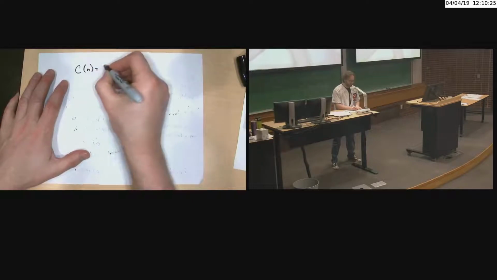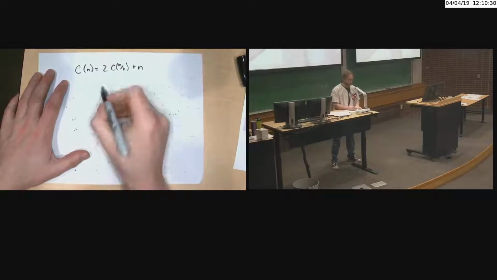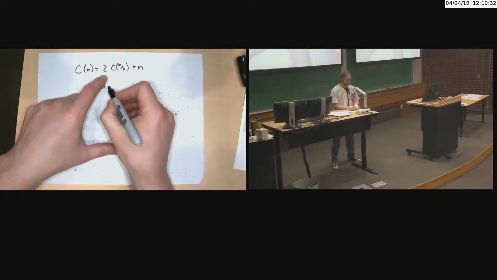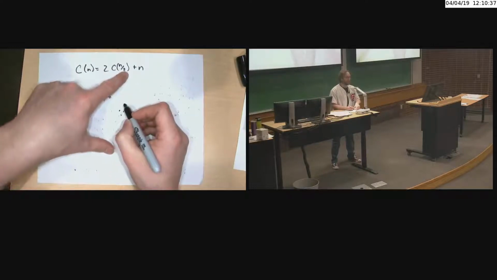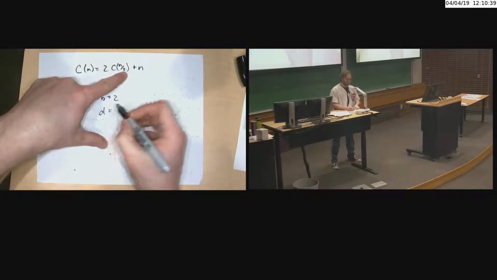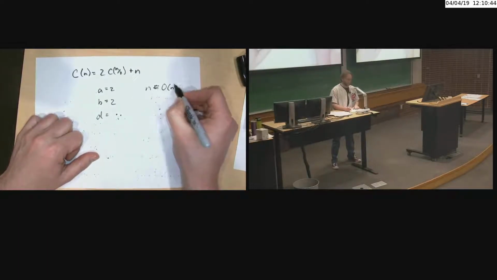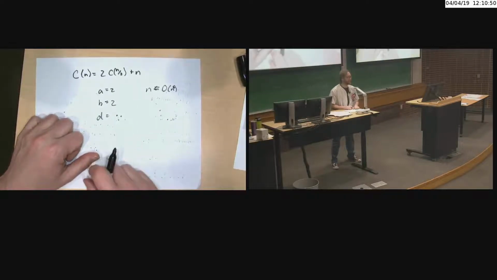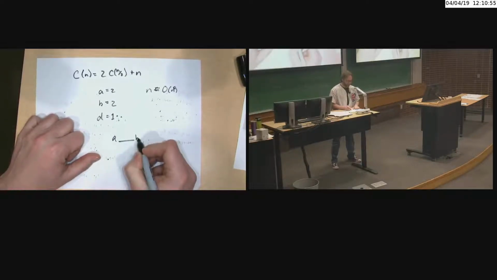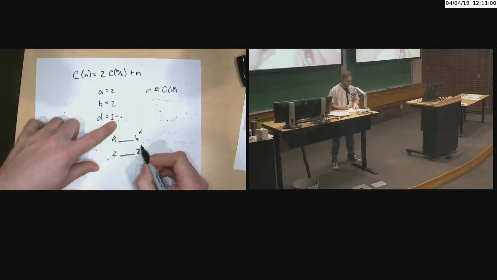C sub n is equal to 2 c sub n divided by 2 plus n. What's my a? 2. Again, it's just plug and chug. What is my b? What is my d now? N is going to be order n. So what's the exponent sitting right here? 1. Right? So a versus b to the d. 2 versus 2 to the first.